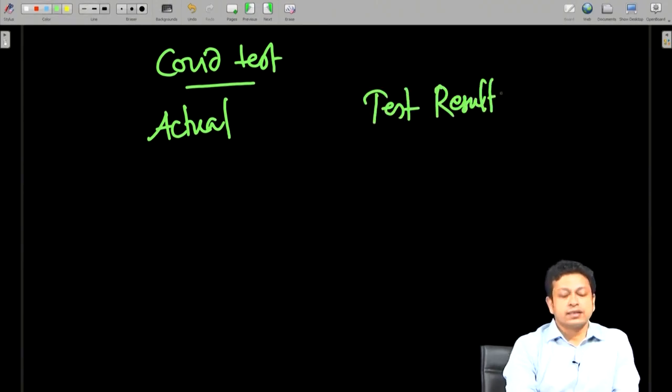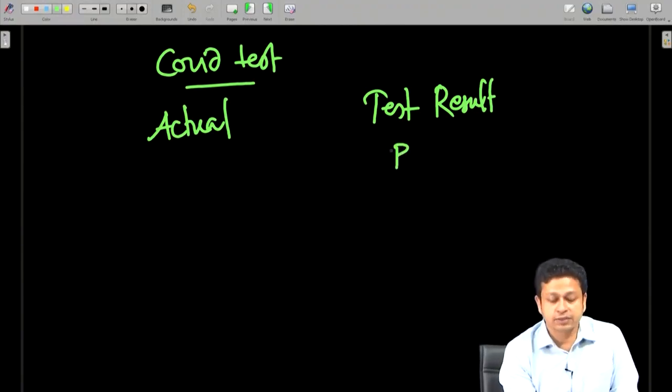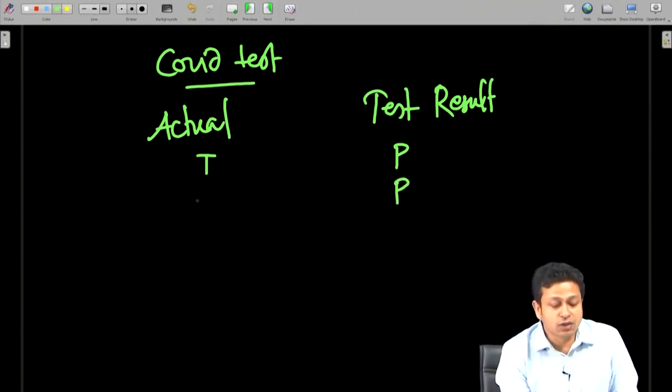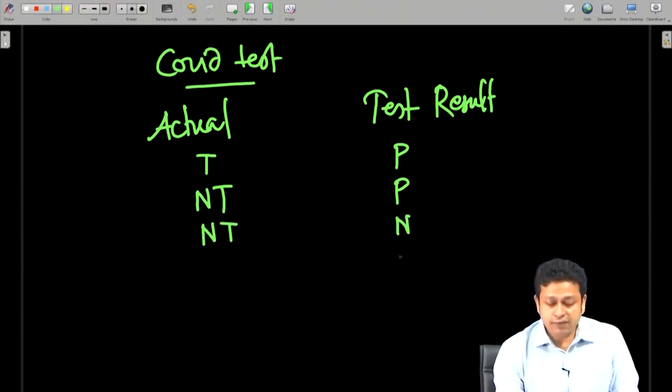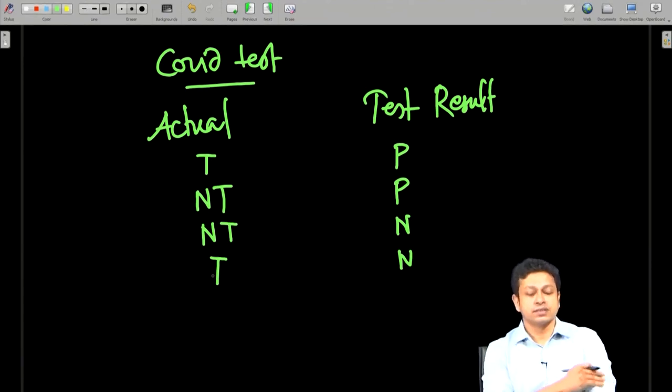Let us say you actually have COVID and the test result is positive. So, the premise is true. You can have a test result positive, but you may actually not have COVID. So, the actual is not true, but you still get a positive result. You can get a negative result, whereas you actually do not have COVID. So, not true and negative. And finally, you can have a negative result, whereas you actually have COVID. So, there are 4 possibilities.